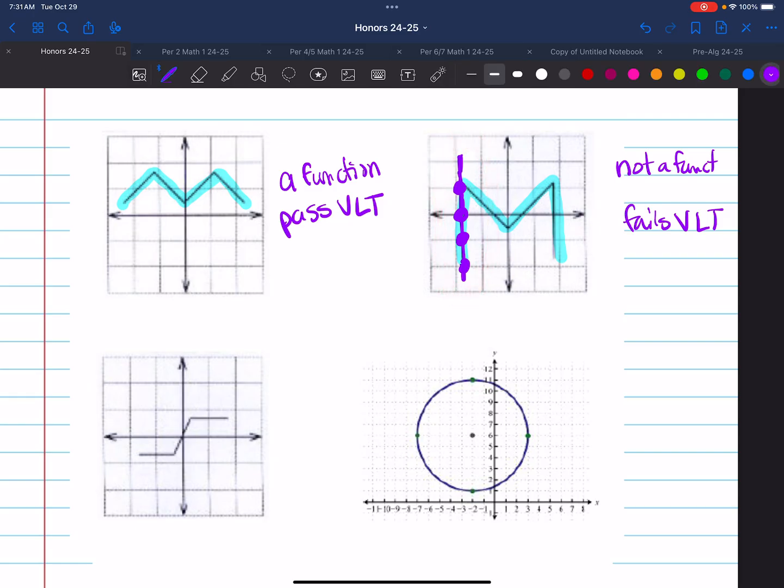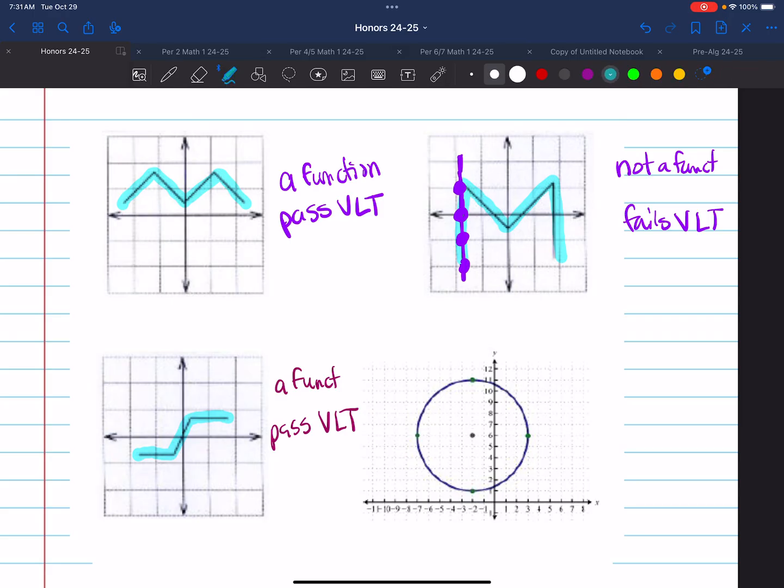In our next example, we got this graph here. We've seen this one a couple of times when we're talking about functions. And this one passes the vertical line test because the whole time, anywhere I'm drawing a line, it is only touching that blue line once. It's passing that vertical line test. So this is a function because it passes the VLT. I have nowhere to show that it does fail.